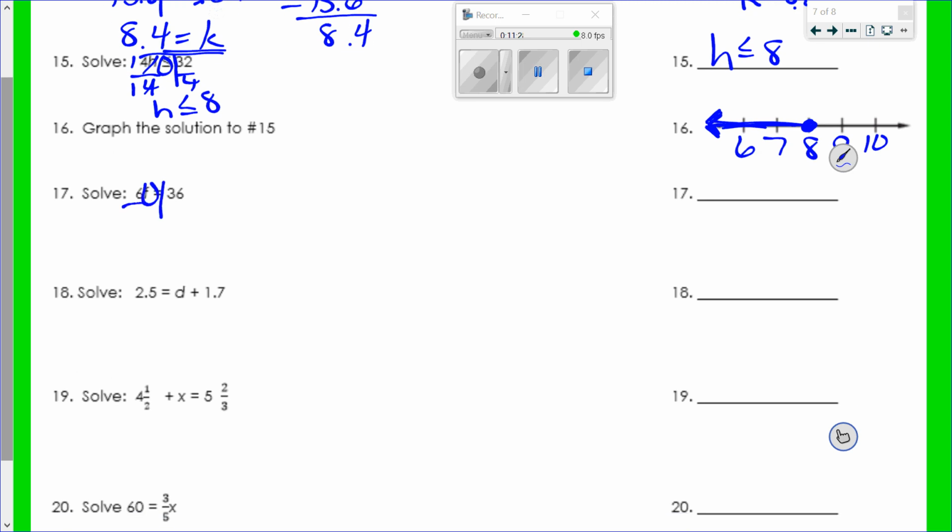Okay, here's my variable. The opposite of multiplying by 6, dividing by 6. These are going away. F equals 6.